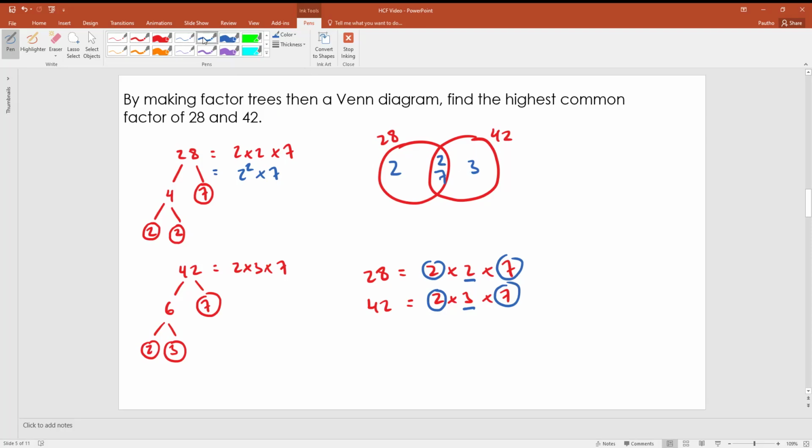Remember, the highest common factor has to be in both the numbers. And what's in both these numbers is the middle bit. So the HCF is the numbers in the middle, multiplied together. So it's going to be 2 times 7, which is 14. And these numbers are quite small. So if you had written down all the factors of 28 and 42, you would see the biggest number that goes into both of these exactly is 14. But with the Venn diagram, you can do it even if the numbers are really, really big. So the HCF is 14 here.